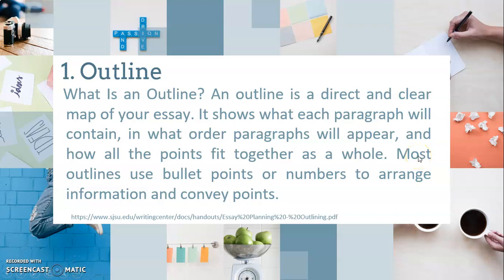Now let's move on to the next part of these slides. So we are going to be discussing outlines. What is an outline? An outline is a direct and clear map of your essay. It shows what each paragraph will contain, in what order paragraphs will appear, and how all the points fit together as a whole. Most outlines use bullet points or numbers to arrange information and convey points.